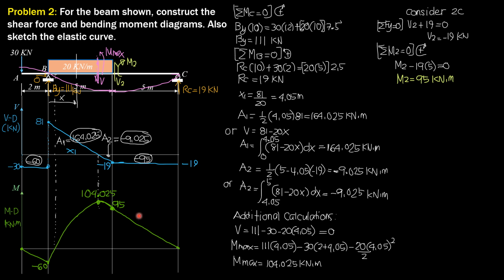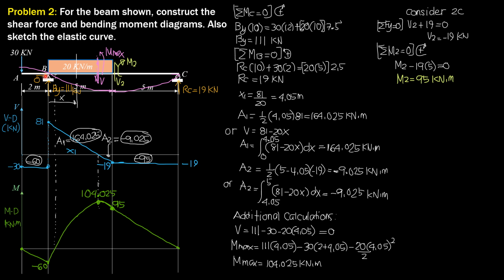So for additional calculations, what if we want to determine the shear where moment is maximum here? So we consider the free body diagram to the left of that section. So the shear is equal to 111 upward minus 30 minus 20 times 4.05. So it's really 0. Then for the maximum moment, we simply consider the free body diagram and sum up moments about that section. And it is equal to 111 times 4.05 minus 30 times 6.05.